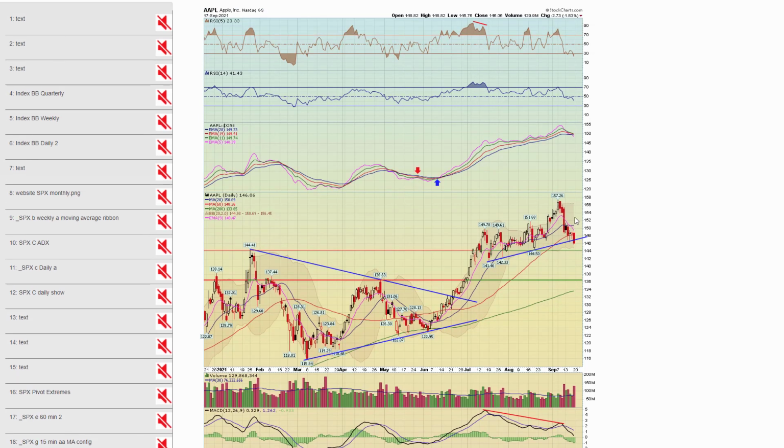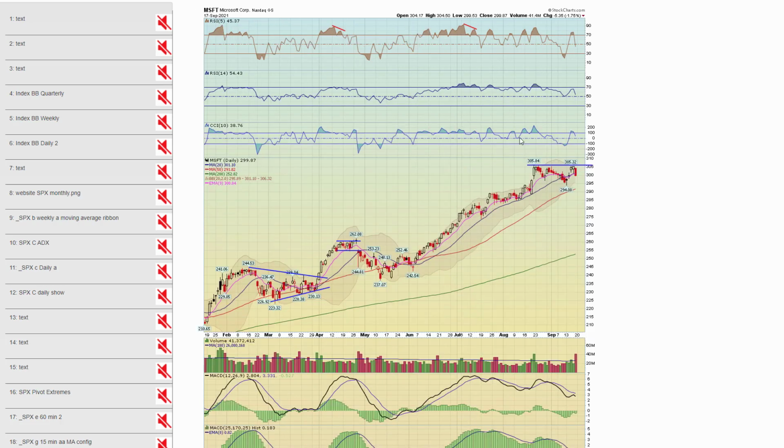Watch Apple. We all know this is a major component of the stock market. I think it represents the largest percentage move of the indexes. So you have to watch Apple. Here's Microsoft, another big boy. Potential double top here.